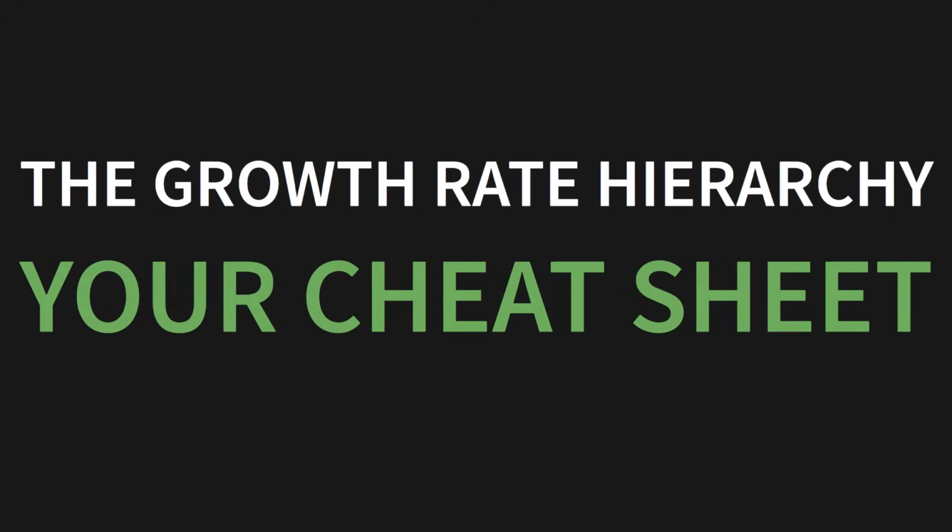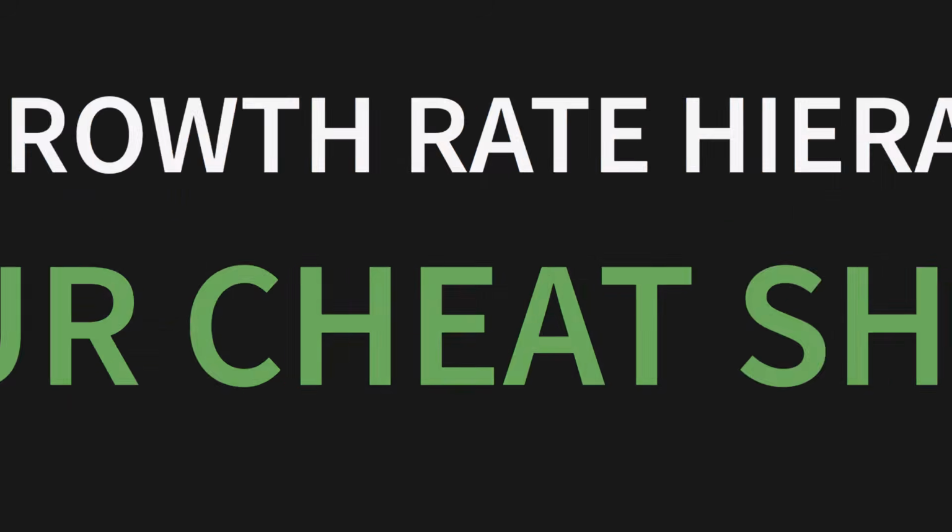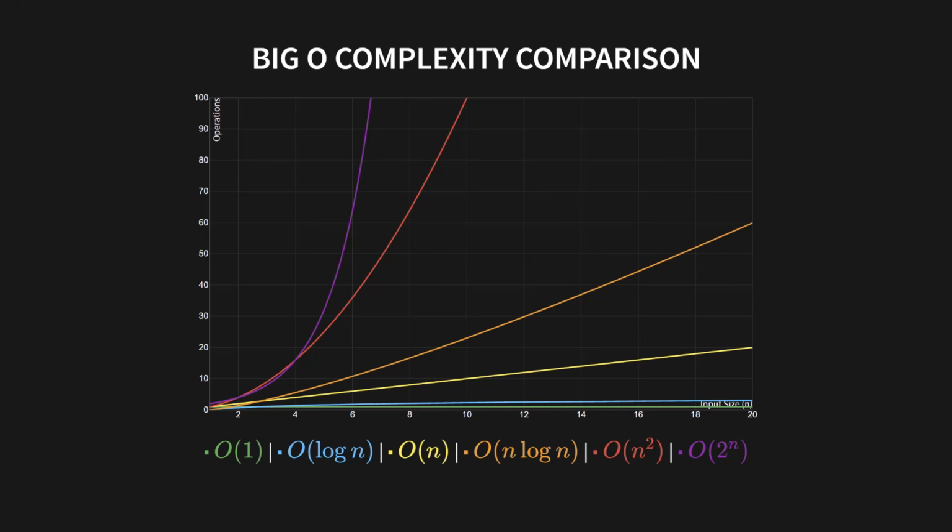This brings us to the growth rate hierarchy. This is your cheat sheet. You need to know this chart by heart. This is your roadmap for writing efficient code. Look at this chart, you can see the different complexities compared. At the bottom, you have O of 1, then O of log n, O of n, O of n log n, O of n squared, and way up at the top, O of 2 to the n.